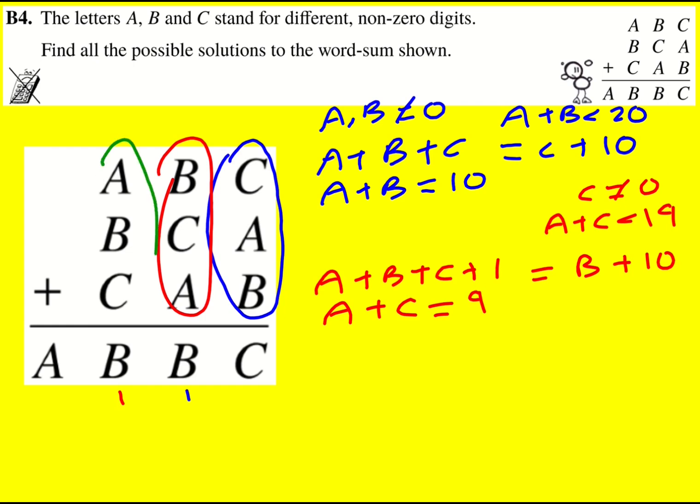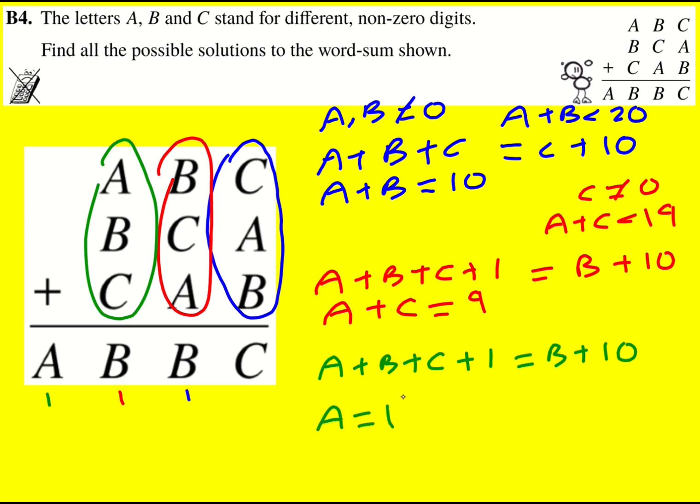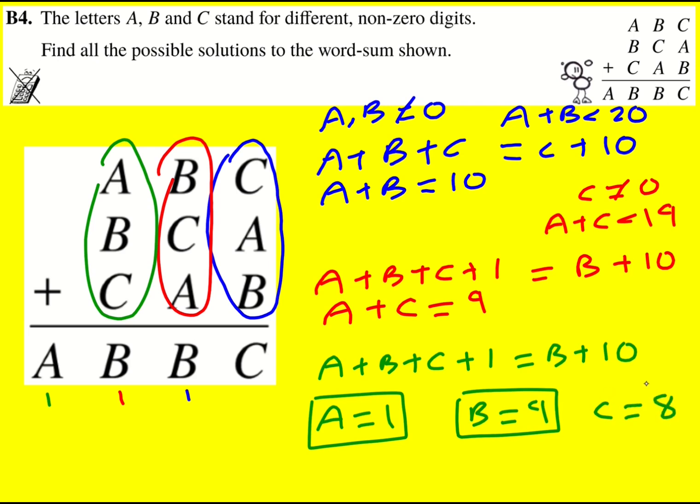Okay, in this third column, we've got exactly the same thing. So A plus B plus C plus 1 is again equal to B plus 10. What that is going to mean is that we carry 1 across there, and that's going to help give us our final answer. A has to equal 1, which means B has to equal 9, and C has to equal 8 by substituting 1 into these two earlier equations.